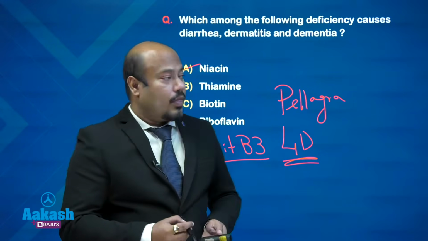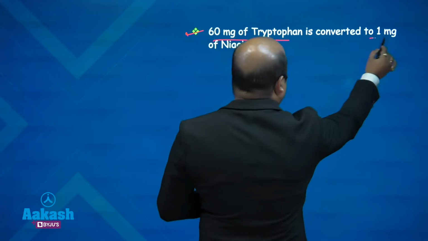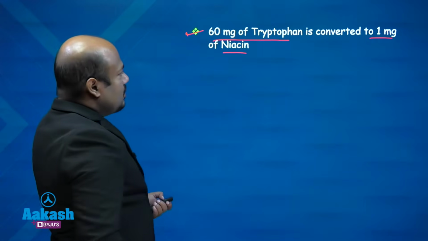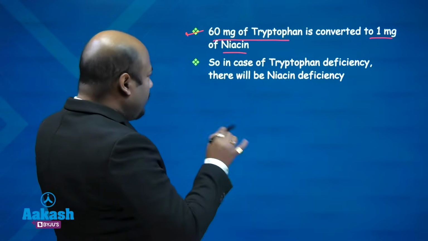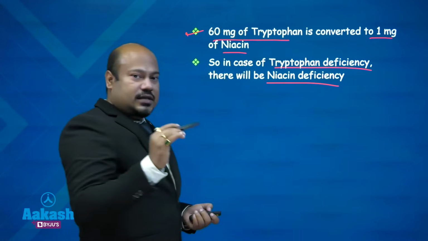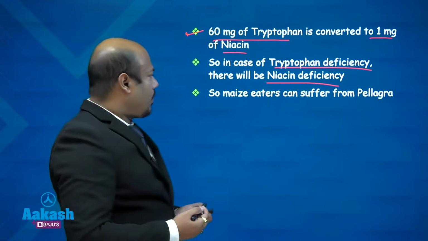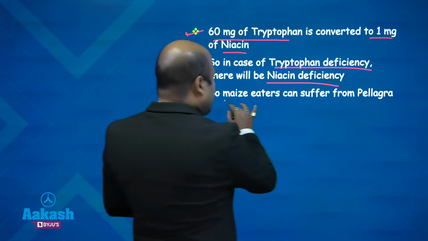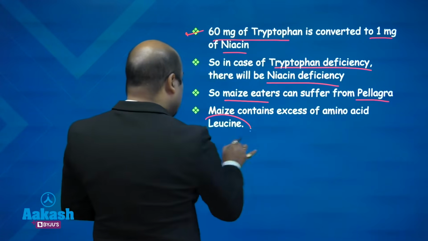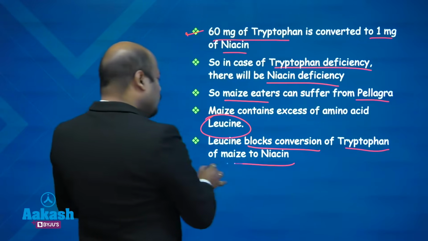Am I clear? So see, 60 milligram of tryptophan is converted to 1 milligram of niacin. That is the most important point here. So in case of tryptophan deficiency, there will be niacin deficiency. Always remember that niacin deficiency is secondary to tryptophan deficiency. Tryptophan we know is an aromatic amino acid, right? So maize eaters can suffer from pellagra. Why? Because maize contains excess of which amino acid? Leucine. And what does leucine do? It will block the conversion of tryptophan to niacin.